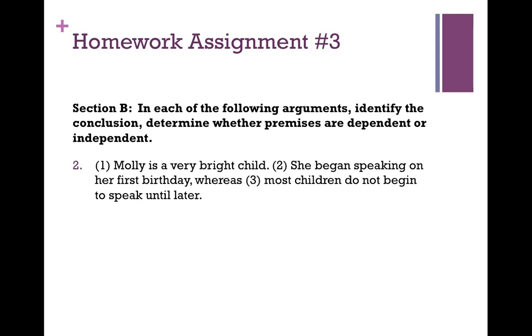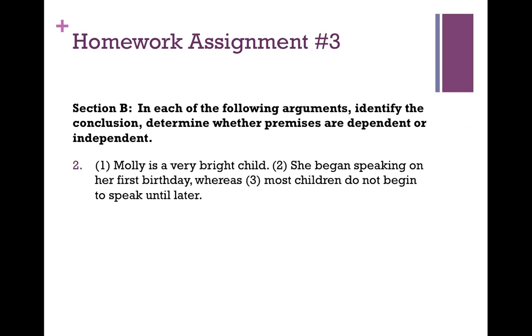In section B, and here were the instructions. In each of the following arguments, identify the conclusion. Determine whether the premises are dependent or independent. And I had asked you to diagram these, and that was part of the instructions that I gave you. And if you diagrammed them, you had to determine whether or not the premises were independent.